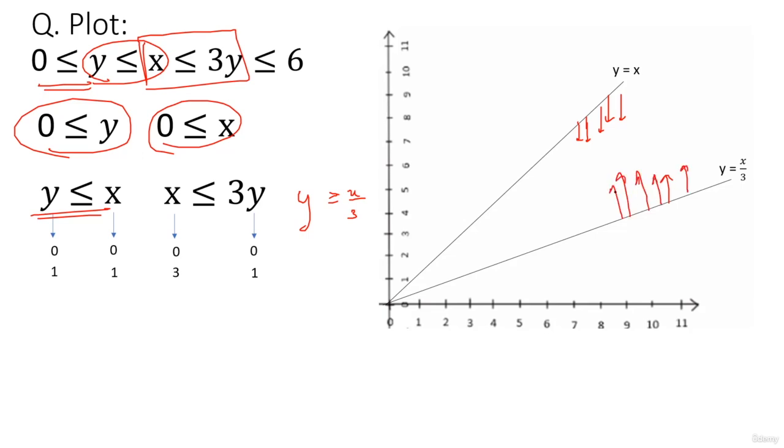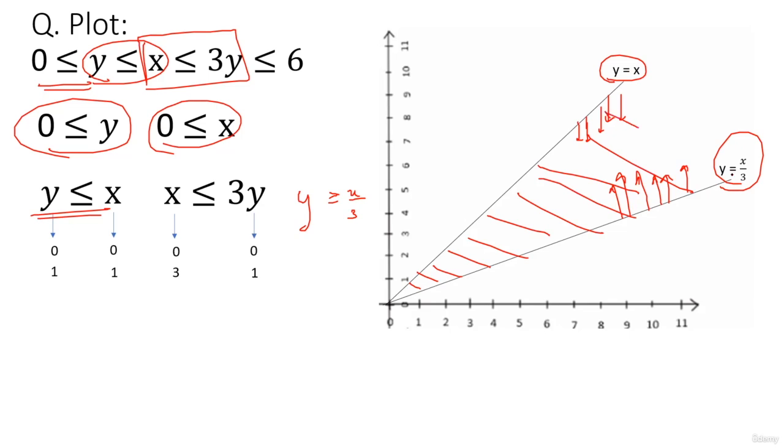So till now, what did we get, guys? Till now we got the region which is below the line y equals x, and the region which is above the line y equals x by 3. If you combine these two conditions right now, your answer will lie somewhere over here in this region, right? Are you understanding this, guys?